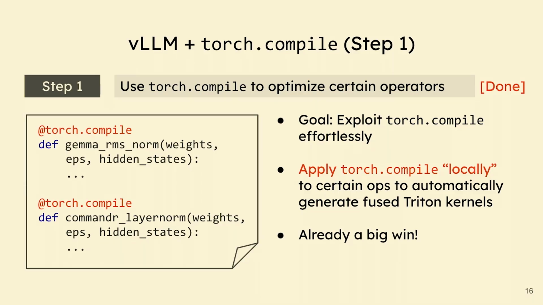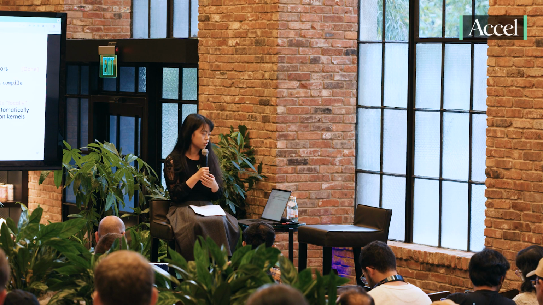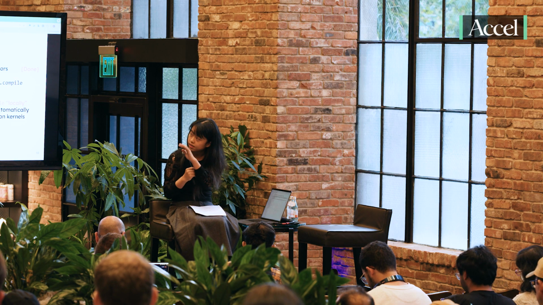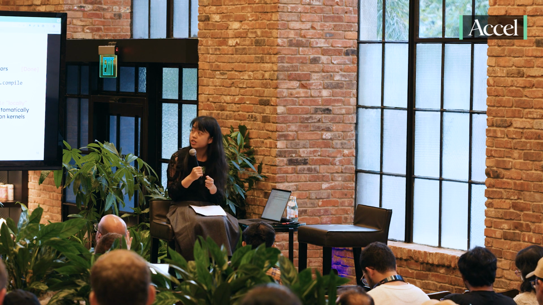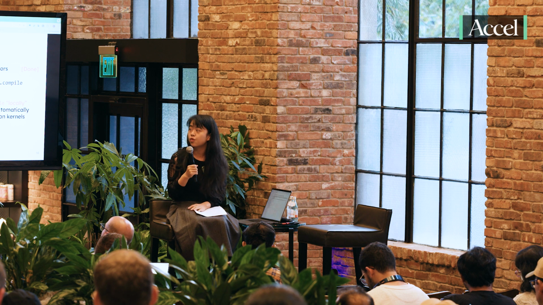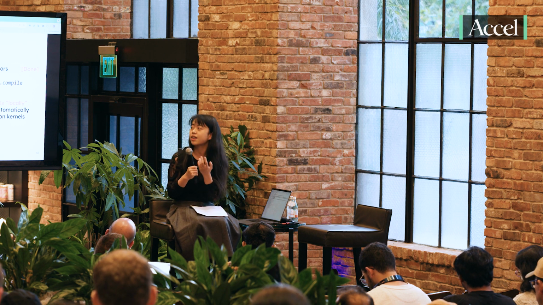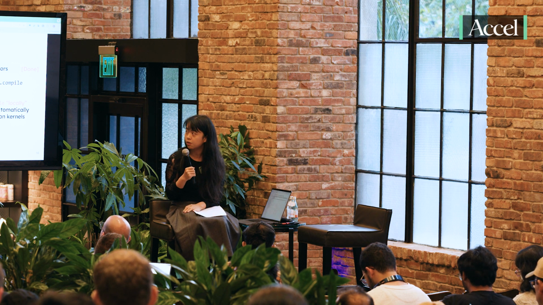The very first way we integrate torch compile is to apply it locally. For example, models often have slightly different layer norms in terms of precision or operation order. So instead of developing a custom kernel for each layer norm, we just use torch compile for those slightly different layer norms, treating it like Triton kernel generation. This is already a big win for us because we don't need to write any kernels ourselves. We just use torch compile.